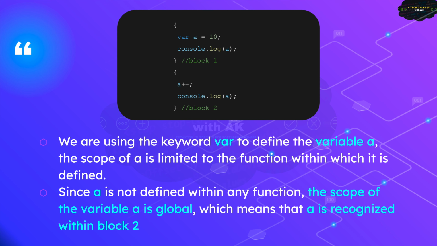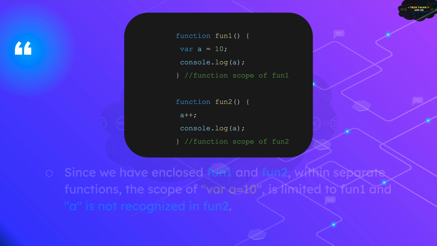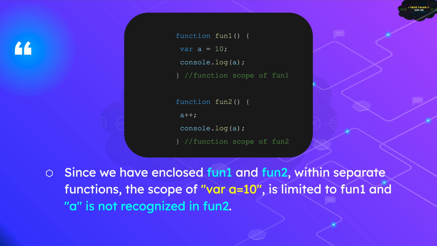Let's look at another example. Now we have two functions, function 1 and function 2. Since we have enclosed block 1 and block 2 within separate functions, the scope of variable a is equal to 10 is limited to function 1 or fun1, and a is not recognized in fun2 or function 2.